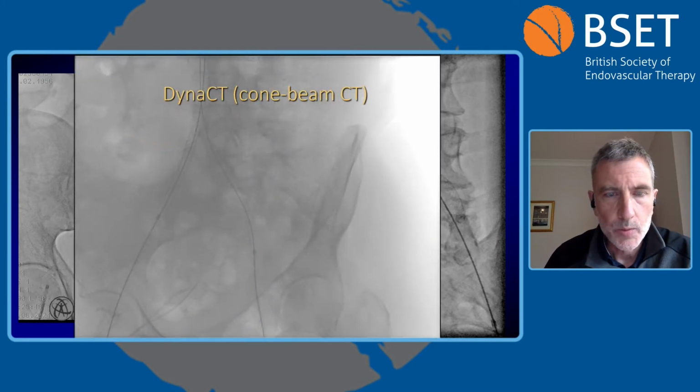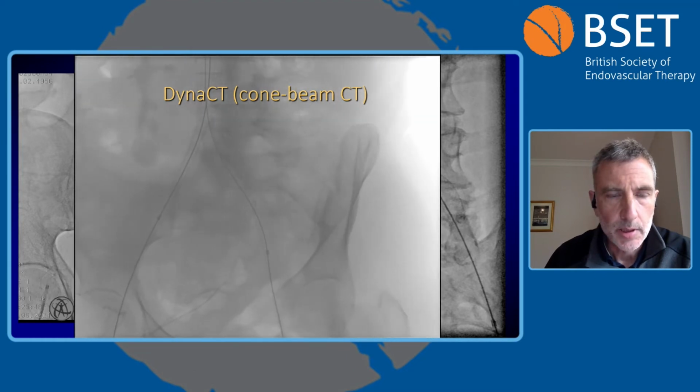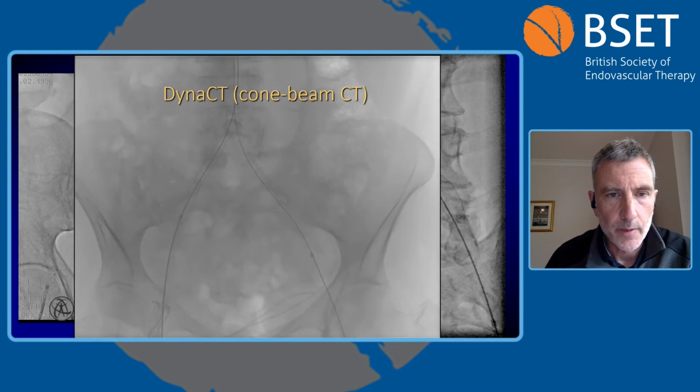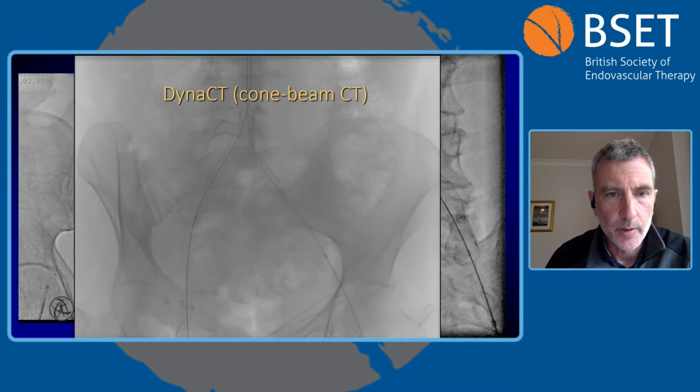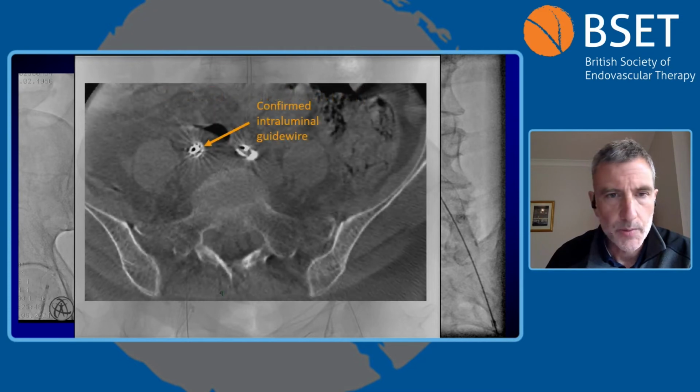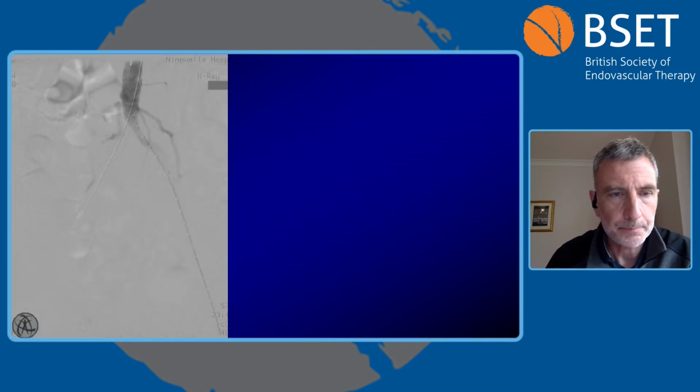So we used Dyna-CT, or cone beam CT, to help us verify that we were intraluminal within that occluded stent. And with the axial CT, you can see that it confirmed the guide wire within the lumen of the stent.